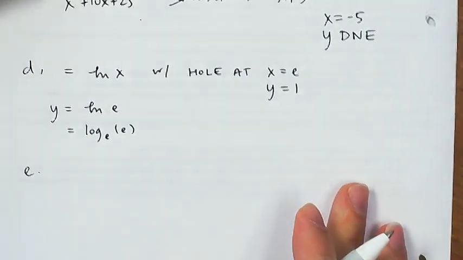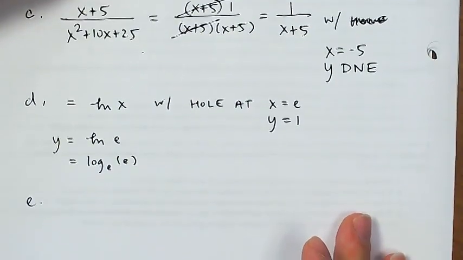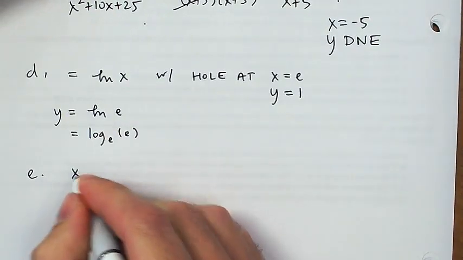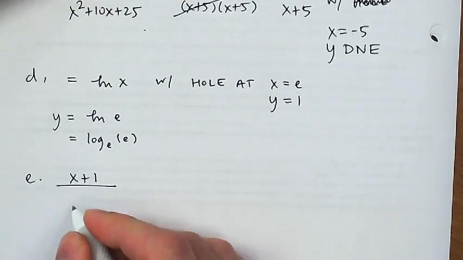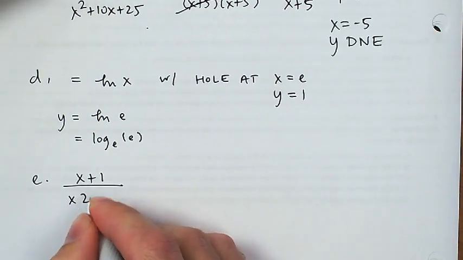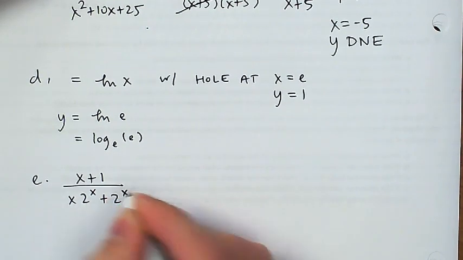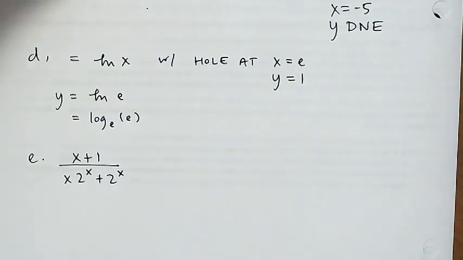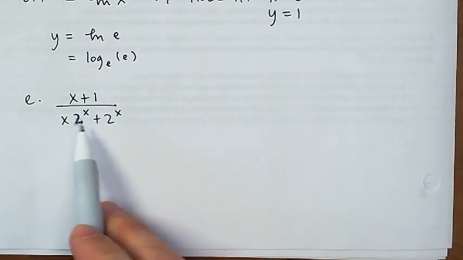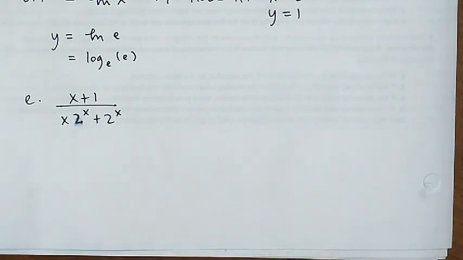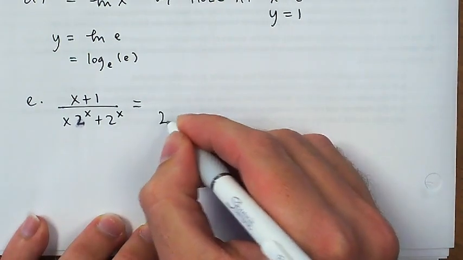E, I think I can fit this in. E is going to be x plus 1 over x times 2 to the x plus 2 to the x. That's a little tricky. Looks like a water spill, but I'm thinking I can factor the denominator here. Yeah, I've got 2 to the x on both of these. So I'm going to factor out that 2 to the x.